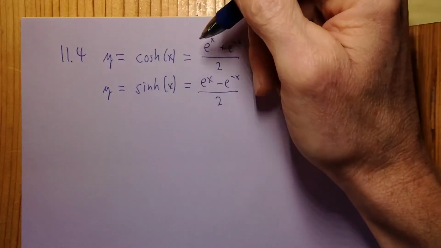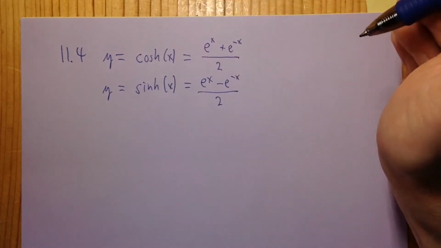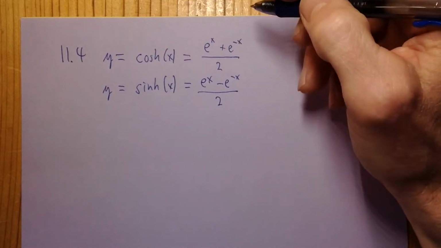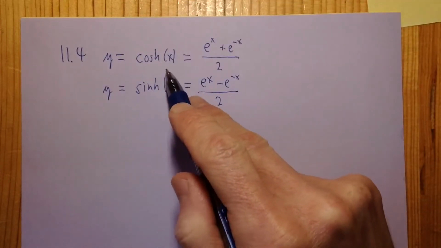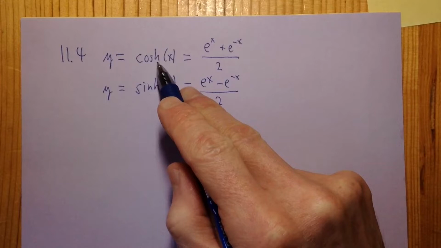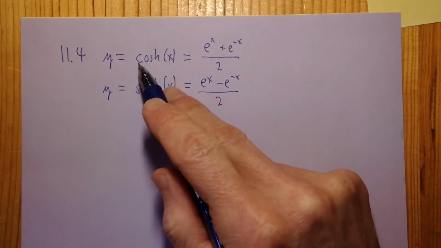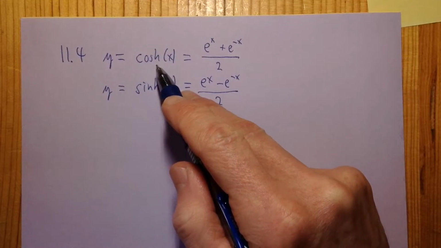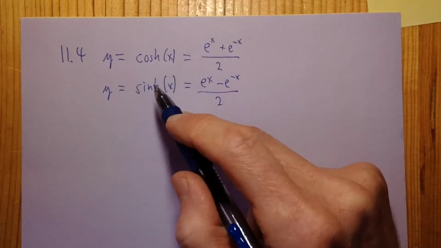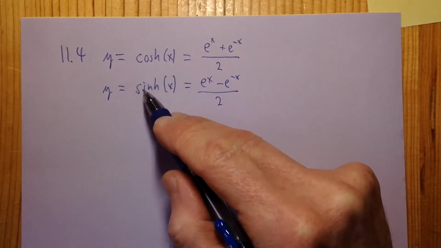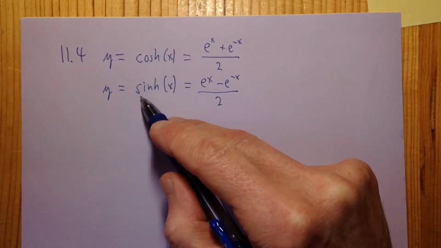All right, this one is on 11.4, which is they define, and these are very common functions. They're called hyperbolic. The h looks like cosine with an h. This is what it is. So this is called a hyperbolic cosine, which people pronounce cosh because that's what it looks like. However, hyperbolic sine is hard.